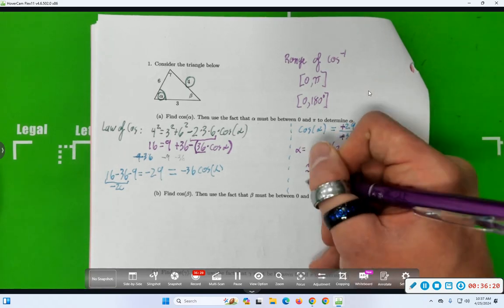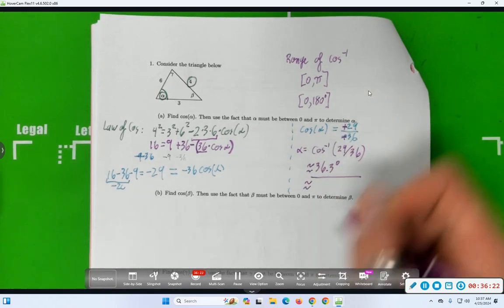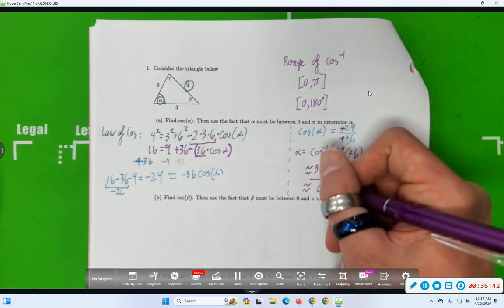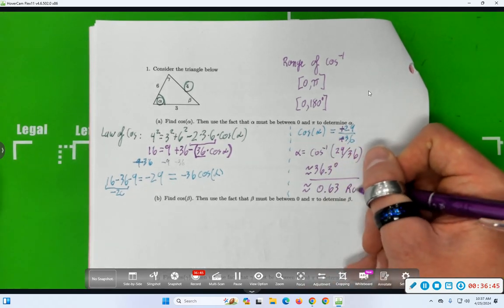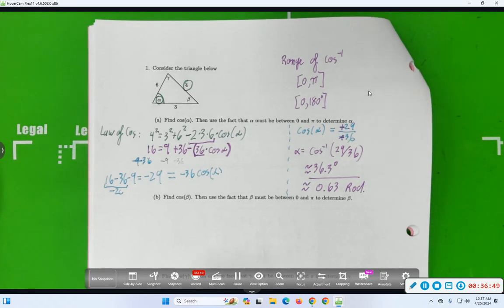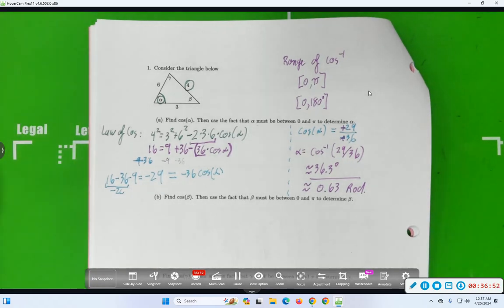36.3 degrees. And let's also get it in radians. Did I hear you right? I don't know, I didn't do the calculation. I hear a second, so I believe it. Cool, so we just determined the angle alpha.